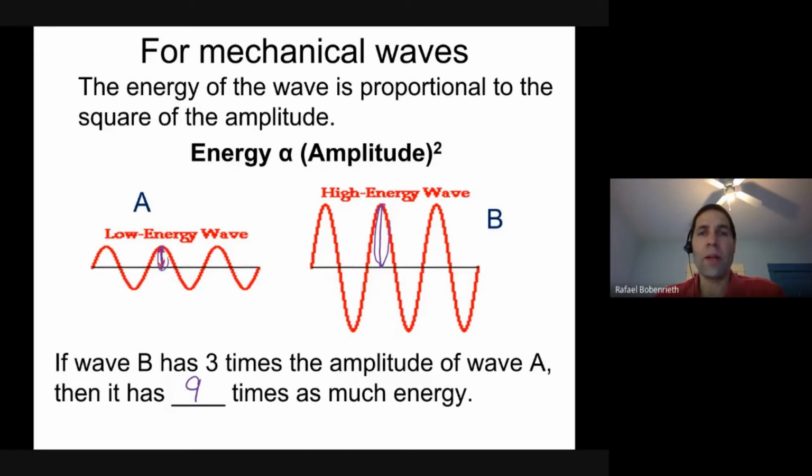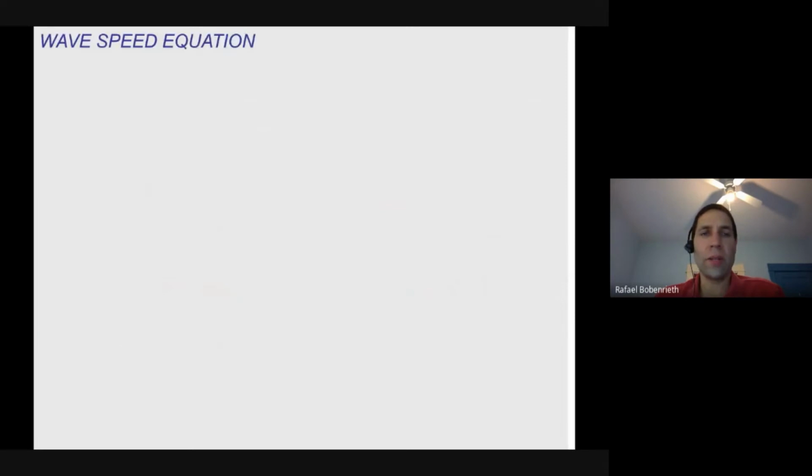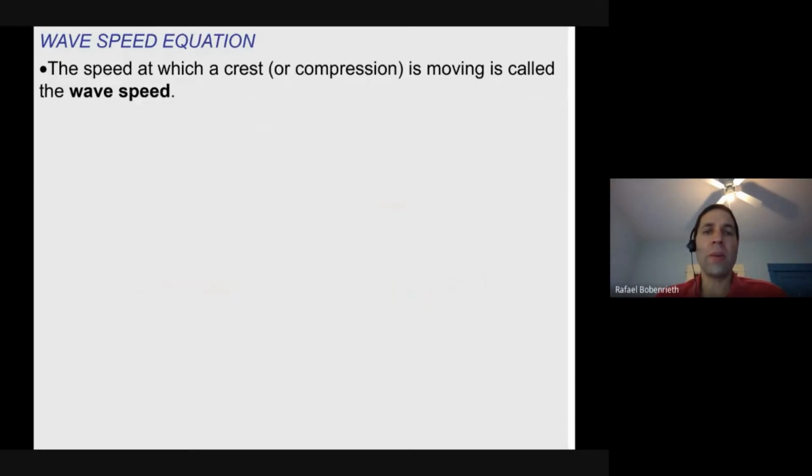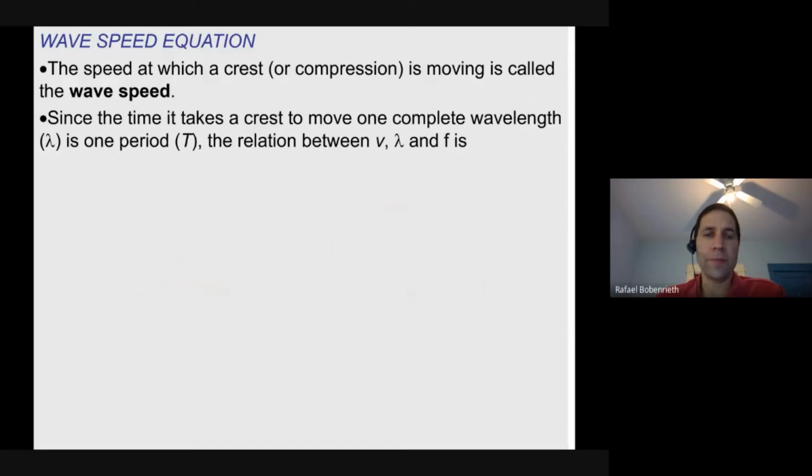Okay, let's move on. This next slide's got some really good information on it. How do we figure out the speed of a wave? Well, certainly speed, we can always measure it the old-fashioned way, change in position over change in time. But remember, in this case, this is a little different than, say, a baseball moving across the room, because the actual matter isn't moving translationally from one spot to another. It's kind of vibrating in place. So the speed at which a crest or compression is moving, that's what we call the wave speed.